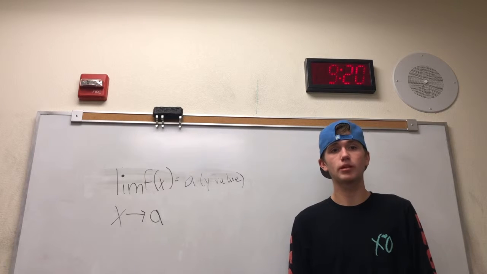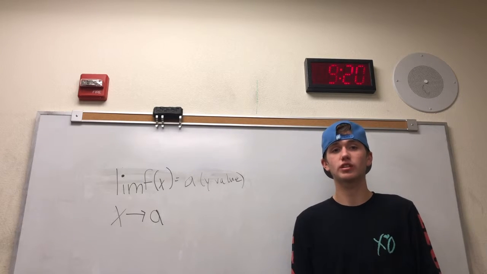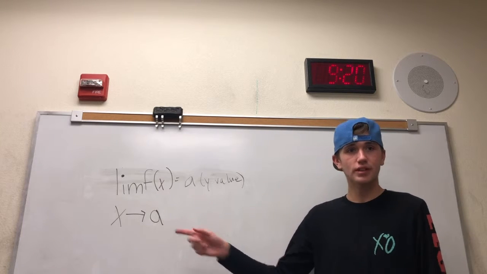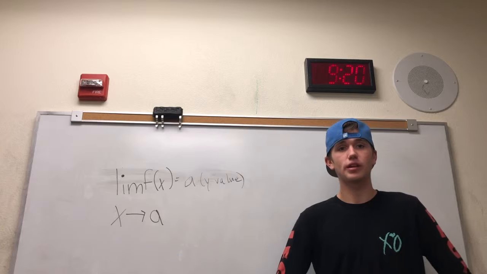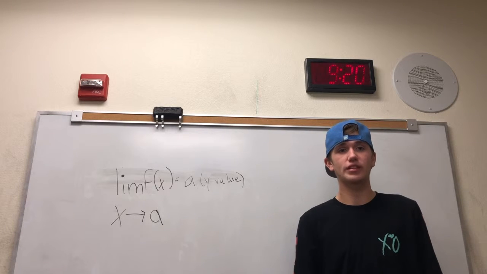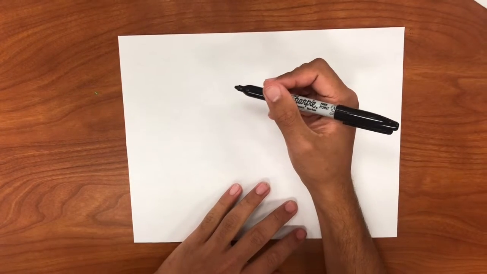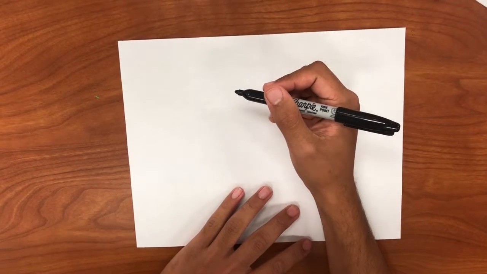So the first thing to remember is whenever you see a function like this, the limit of f of x as x approaches a equals a. It means that when the x value approaches a, the limit of f of x is equal to a, which is the y value. To start, we're going to talk about the formal definition of continuity.